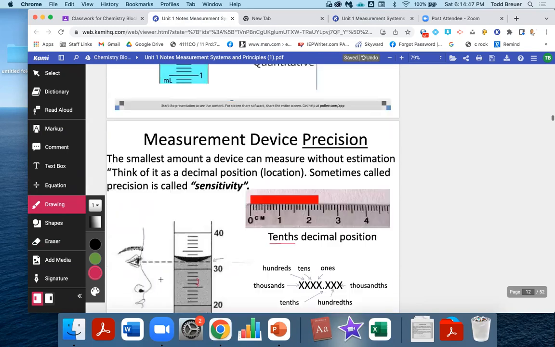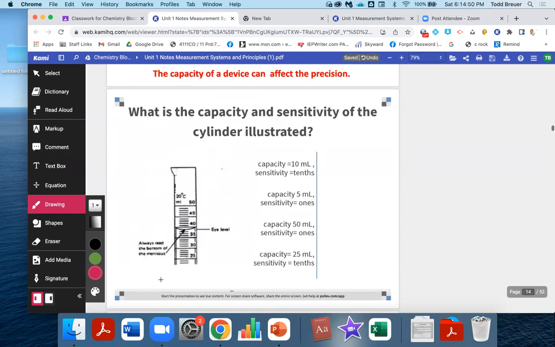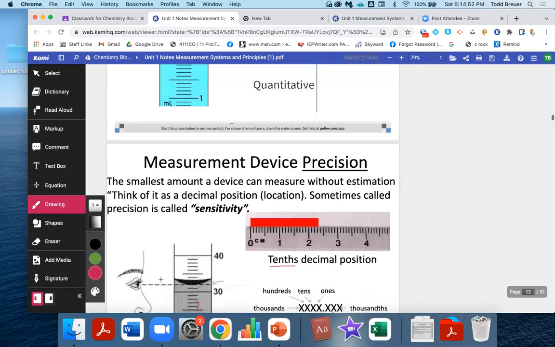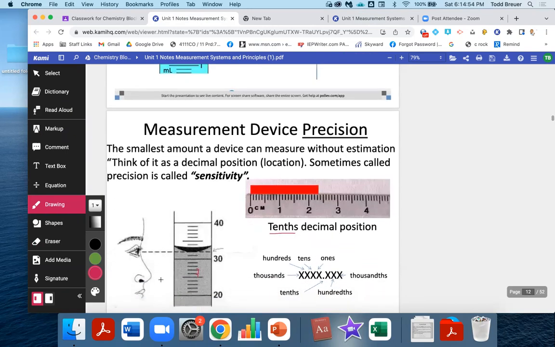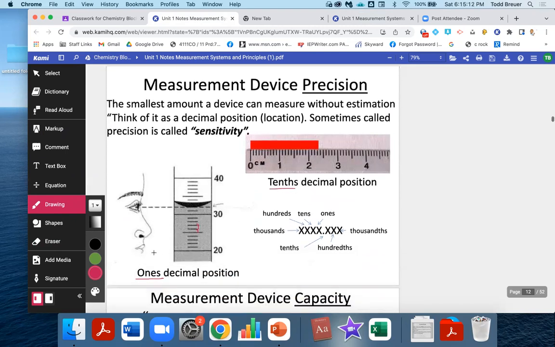The actual rule that we're supposed to be using tells us that we have to estimate one decimal position to the right of the actual precision or the sensitivity. So for tenths, the position to the right would be hundredths. With this ruler, it must have a hundredths position, even if it's a 0, it must be included. With this particular device, since the sensitivity is ones, we have to estimate the tenths, even if it's a 0.